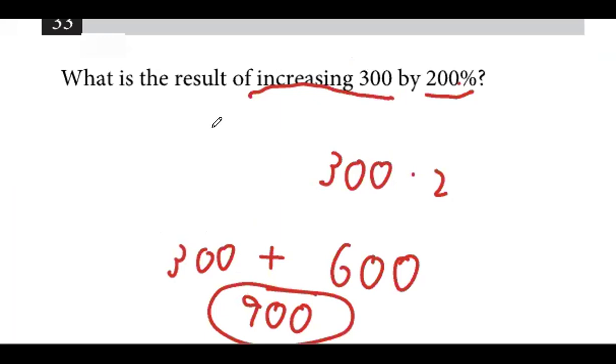So if they said something like, what is the result of multiplying 300 by 200%, then it would be 600. But increasing 300 by 200% means you have to increase it by 200% and then add the original.